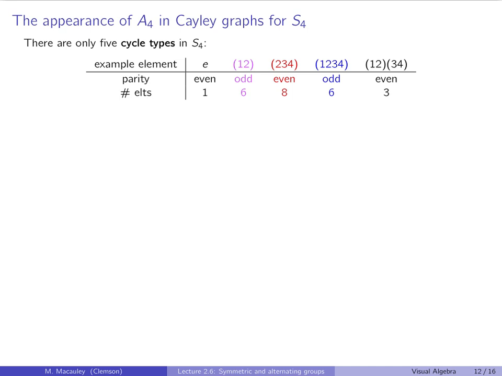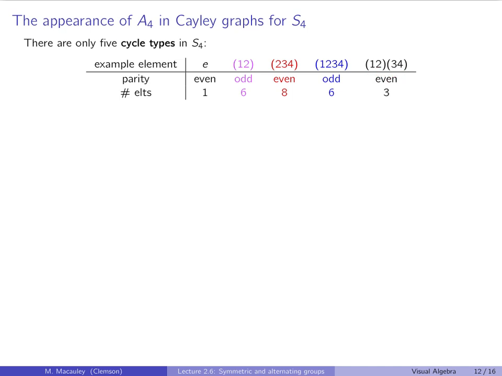So if I say that there are only 5 cycle types in S4, let me just say that there's one identity element, which is an even permutation. There are 6 transpositions. These are 2 cycles. Those are odd. There are 8 3 cycles, which are even. They're products of 2 transpositions. There are 6 4 cycles that are odd, products of 3 transpositions. And then there are 3 products of 2 cycles. Those are even. You can just see them right here.